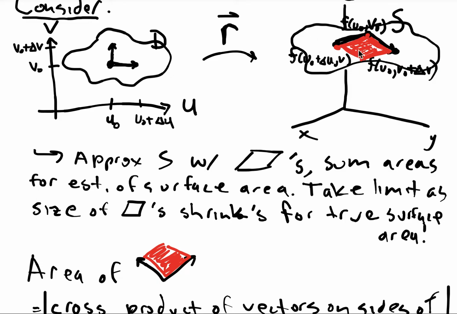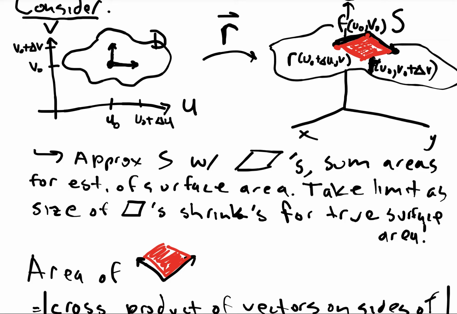This is where I substituted into my function R. Again, I don't know why I'm calling these F's here. These should be R's. Sorry about that minor mistake in my diagram. Let me fix that really quickly. R of U0, V0. There's my axis, and for this last one, this is an R. So I've basically got my initial and final points on my surface here.